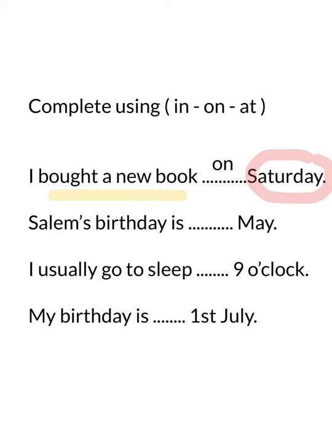Number 2. Salim's birthday is in May. May is a month. So here, with months, we have to use what? In or on or at? Of course, in May.